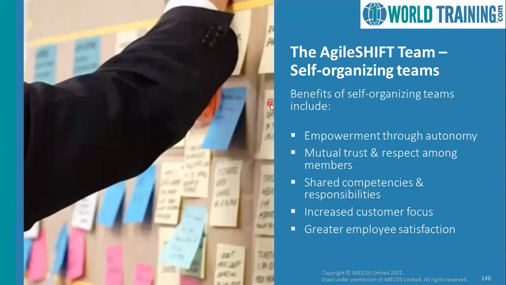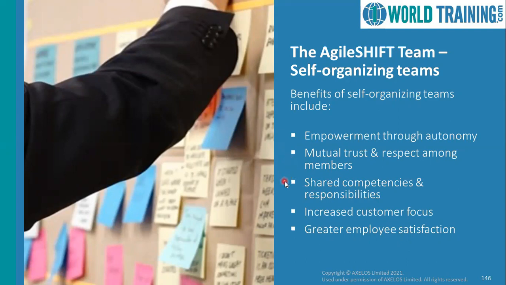Further on the self-organizing teams, the benefits. There is autonomy, meaning a freedom to do work as per the team's own ways of working. Of course, with some boundary. And this is known as empowerment. There's also mutual trust and respect among the members, respecting each other's skills as well as each other's failures and learning from each other from those failures and successes.